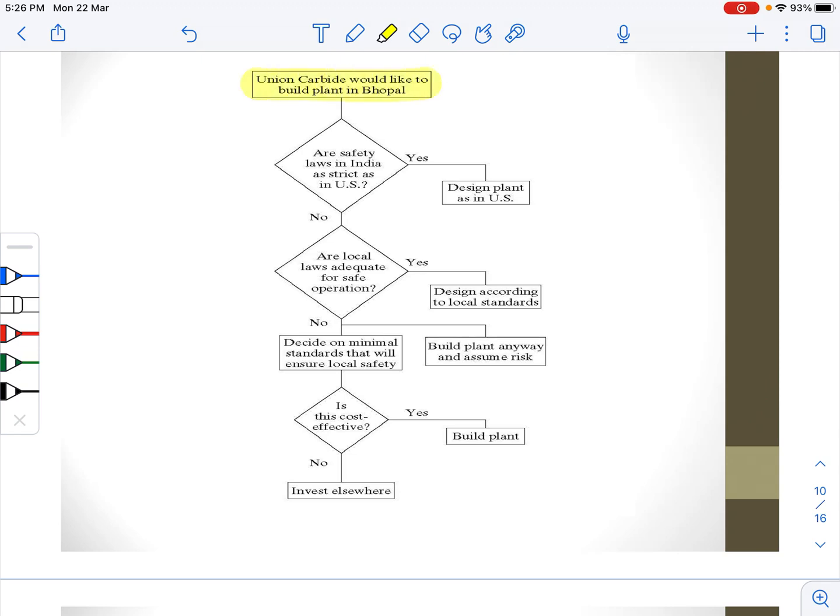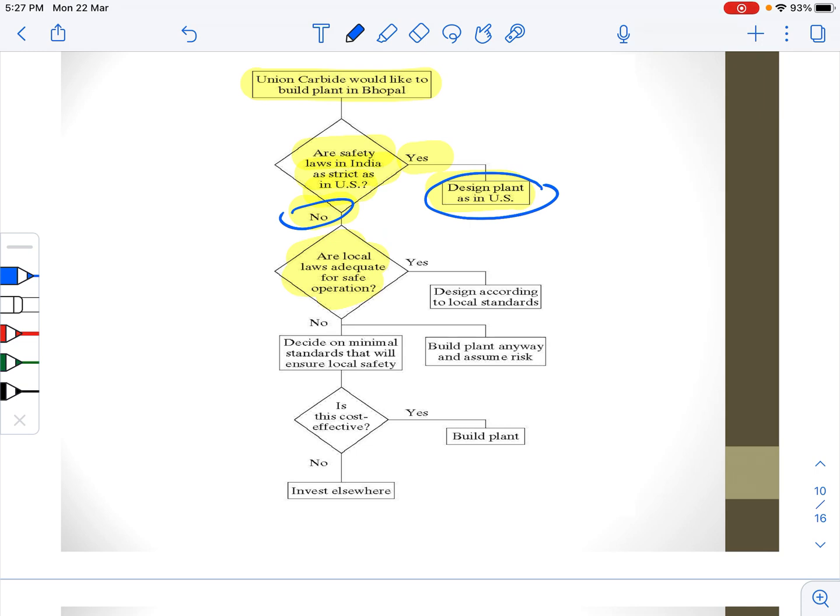Union Carbide would like to build a plant in Bhopal. Are safety laws in India as strict as in the US? If yes, it will go to this one. If no, it will go to this one. Because when you answer the case study, it's not clear. Maybe you don't have enough information about whether the safety laws in India are actually as strict. It's not clearly stated in the case study whether they have a design plant in the US or not. So you need to give both options for the solution.